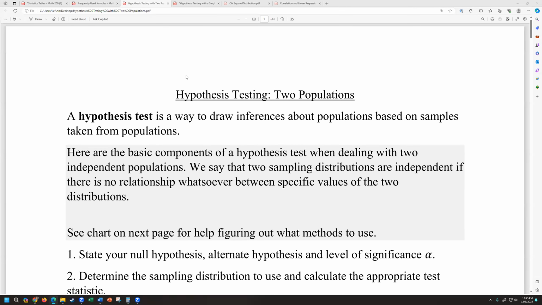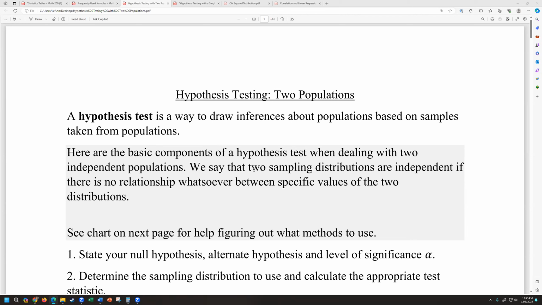All right, this is a video on how to do hypothesis testing when we're dealing with two populations. Just to remind us, a hypothesis test is a way to draw inferences about populations based on samples taken from those populations. Here are the basic components of a hypothesis test when dealing with two independent populations.